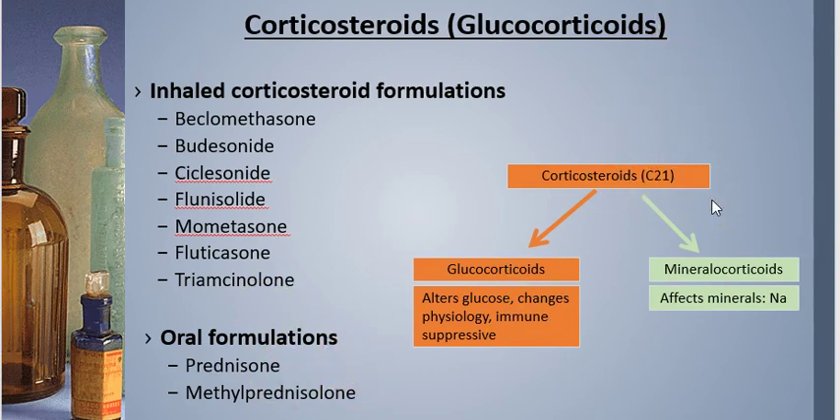Understand that from the biochemical standpoint, all the corticosteroids have 21 carbon molecules, and they can be subdivided based on their physiologic effects. Your glucocorticoids are, of course, corticosteroids based on their carbon number, but they alter glucose, they change physiology, and they are immunosuppressive. And so these are all of your glucocorticoids. In contrast, your mineralocorticoids, also 21 carbons, primarily affect mineral homeostasis, basically sodium, as well as some others. And those are going to be talked about a little bit later when we do the kidney portion of the curriculum.